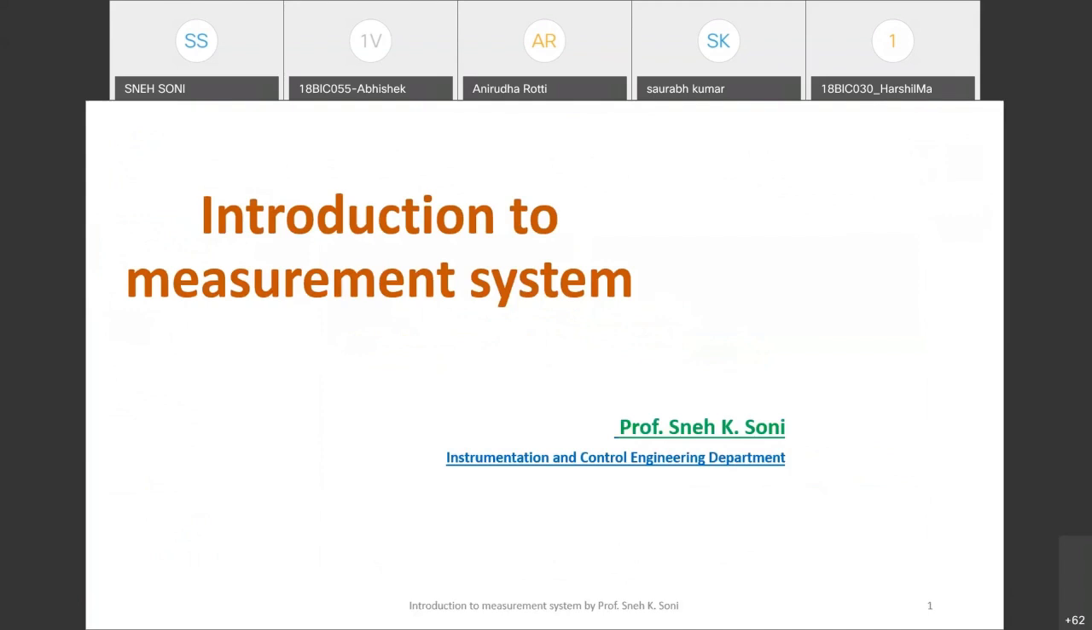So now let's start. We had discussion about introduction to measurement system in the previous lecture. Yesterday also we started, but because of technical problem, we could not continue. But now we are revising and then we are moving ahead.